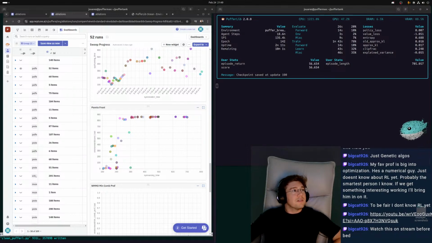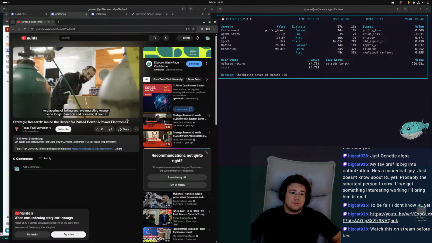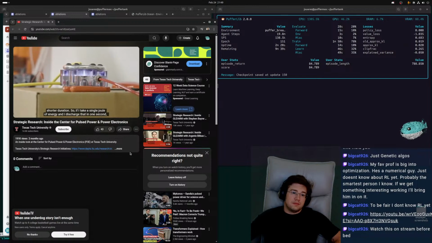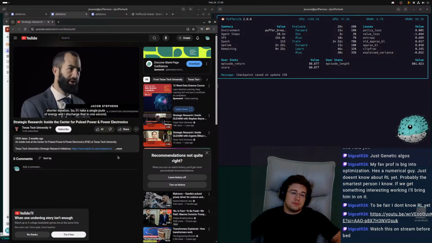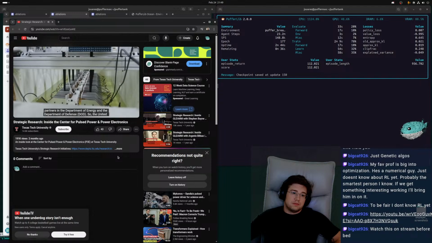Power itself is defined as energy divided by time. And so pulse power is the engineering of taking and accumulating energy over a longer duration and releasing it over a shorter duration. And so if I take a single joule of energy and I discharge that in 1 second, it's 1 watt. If I take that same joule of energy and I discharge it in a nanosecond, that's now a gigawatt. And there's a lot of very interesting physics that can occur there. A lot of things that are very critical to national security, and so we execute research with various partners in the Department of Energy and the Department of Defense.